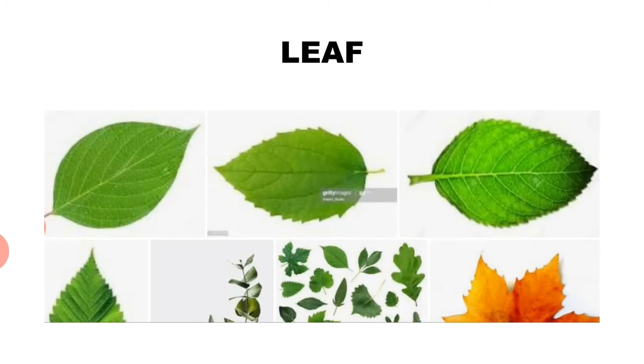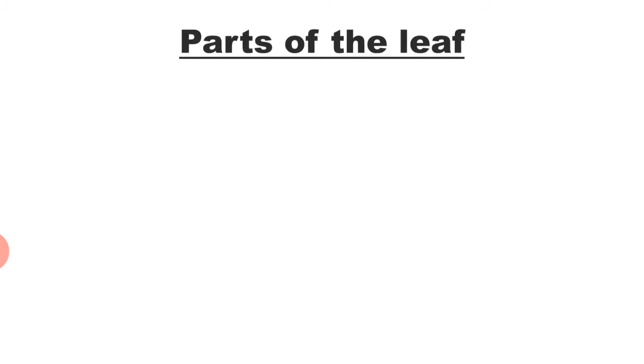Today we'll study about leaves. You must have seen different types of leaves. Some are small, some are big, of different colors, shapes and sizes. So let's start studying about parts of the leaf.